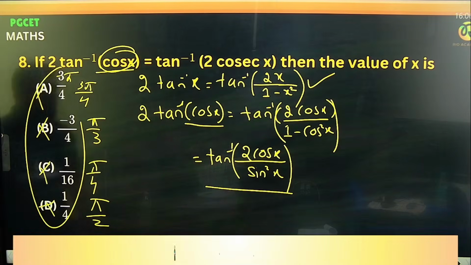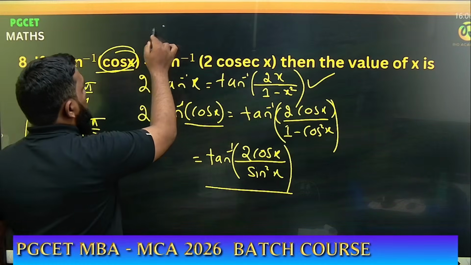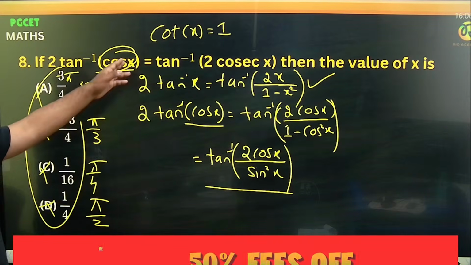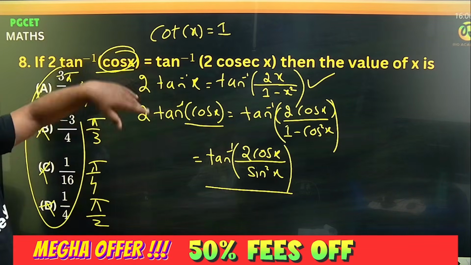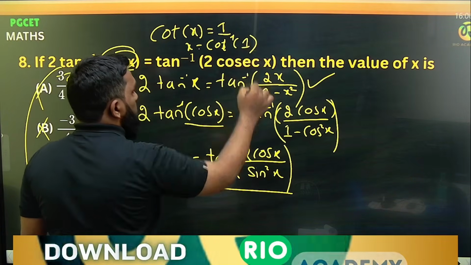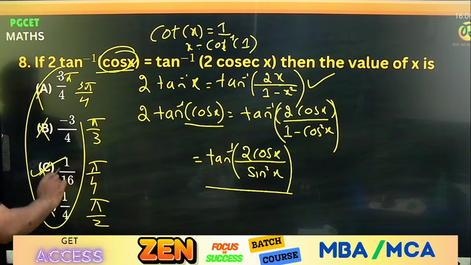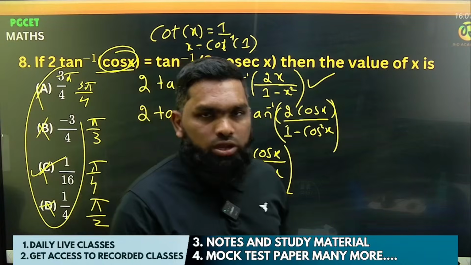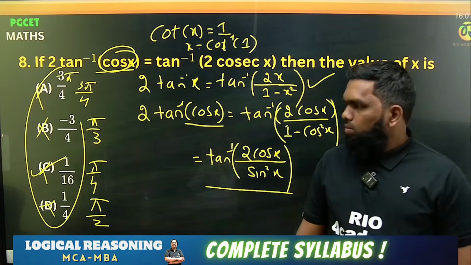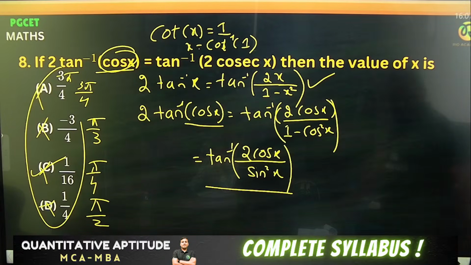Cot x is equal to 1, so we must remember the trigonometric table. Shifting cot to the other side, x is equal to cot inverse of 1, which is pi by 4. Which option is correct? Option C is the correct answer.